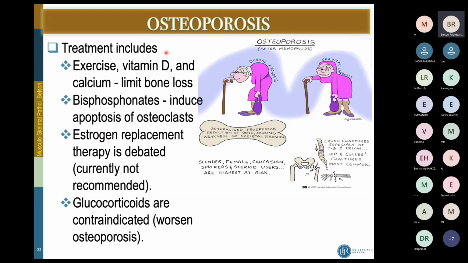So treatment will be to do exercises. So n'abantu akenshi uzohereza muri kinesitherapy cyangwa physiotherapy kugira ngo bafashe gutangira gukora exercises at least nubwo osteoporosis itashiraho burundu, bifite ikintu cyabafasha bibafashamo. So vitamin D and calcium, these limit the bone loss. Others are bisphosphonates, which induce apoptosis of the osteoclast.